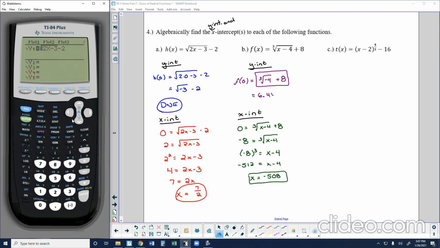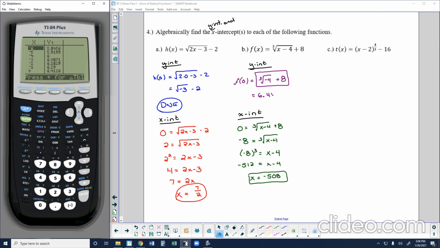If I want to graph this and check the graph for the y-intercept, that should show up on our graph. I can type in the function. So x minus 4 inside our cubed root plus 8. I'm going to take a look at the graph here, and you can see that it is going to cross somewhere around 6. If I go ahead and look at the table, I can look where x equals 0 and see that it's about 6.41, which is what we have. So we have found both x and y-intercepts for B.